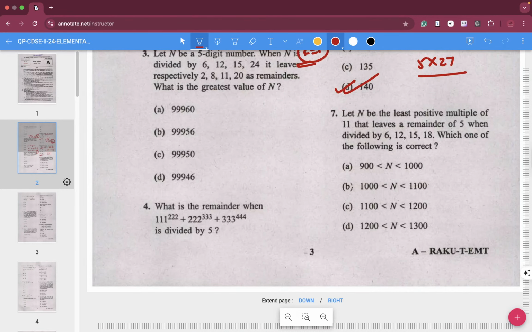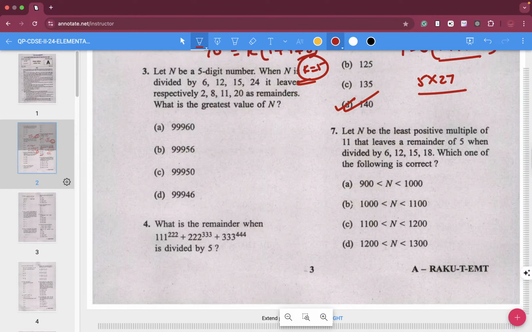Alright, so let's quickly move on to the next question over here. Question number 7. Let n be the least positive multiple of 11 that leaves the remainder 5 when divided by 6, 12, 15, 18. Which one of the following is correct? N is the least positive multiple of 11. How do you find the least positive multiple of 11 that leaves the remainder of 5 when divided by 6, 12, 15 and 18?